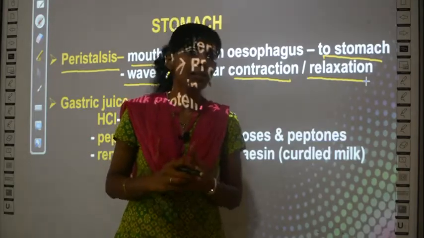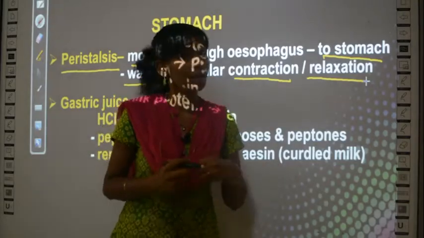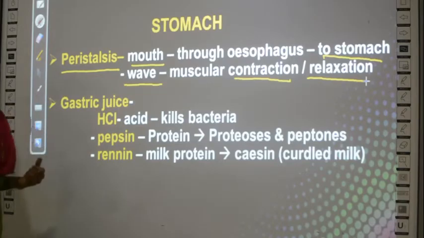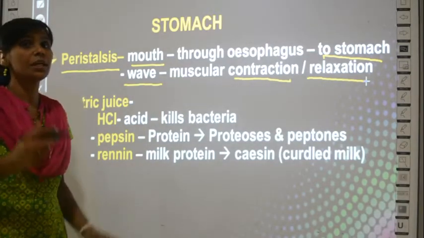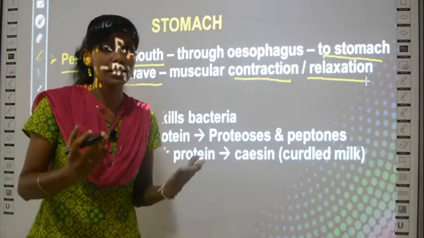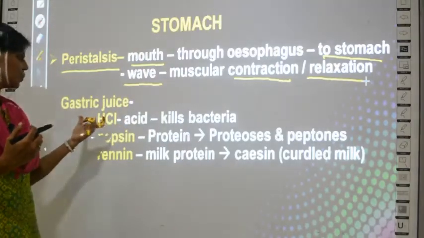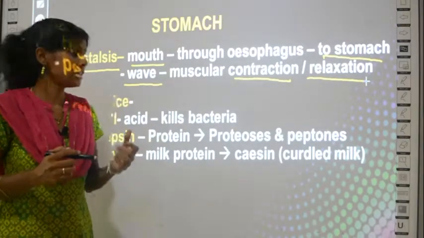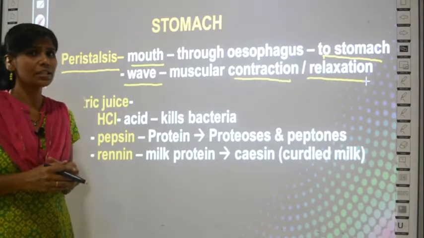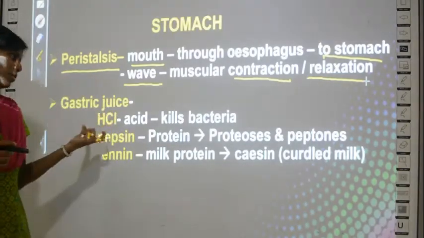Already we have seen salivary amylase, which breaks starch into maltose, right? Similarly in the stomach, as you have studied in the parts of the stomach, the wall of the stomach has gastric glands which secrete gastric juice. This gastric juice contains 2 enzymes and 1 acid. What is that 1 acid? It is called hydrochloric acid.